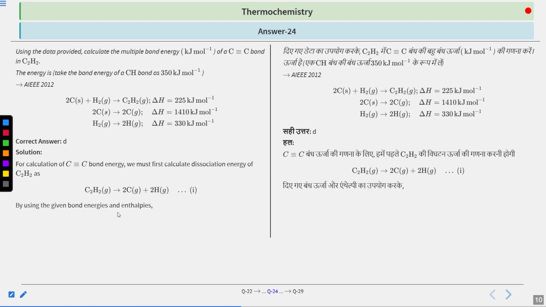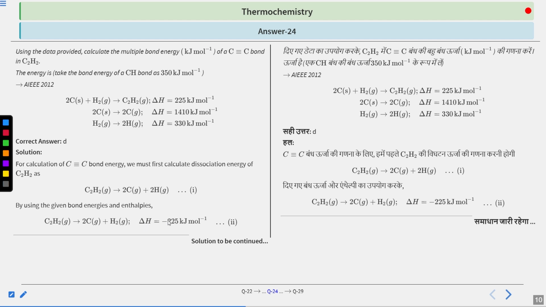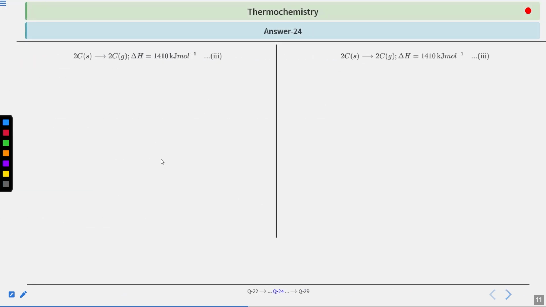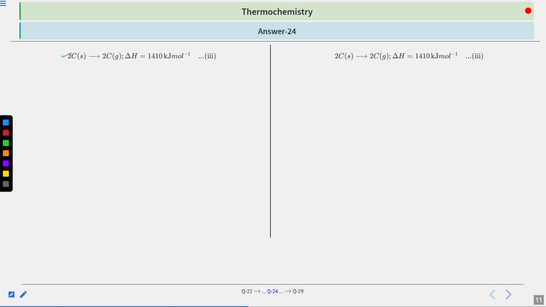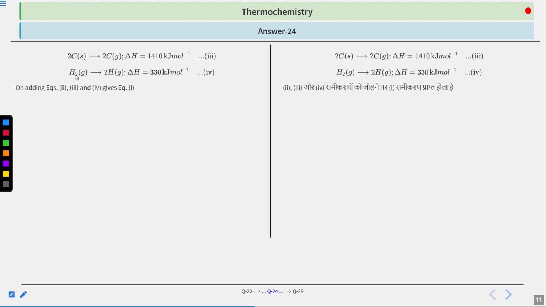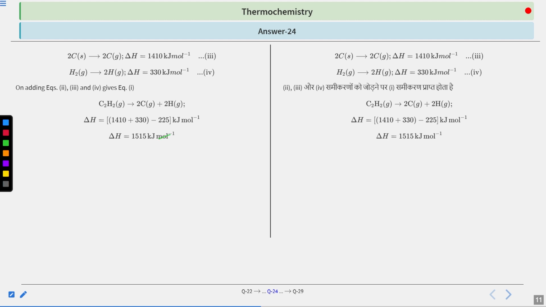Next thing is, by using the given bond energies and enthalpies, we can write delta H equals minus 225 kilojoule per mole. When you reverse it, this will give minus 225. First we are converting solid into gaseous, because in the main equation gaseous C is used. Then we are using the formation for 2 moles of H, because this is the dissociation bond energy. If you add equations 2, 3 and 4, you will get your main equation, which is this, and upon calculating you will get 1515 as your delta H.